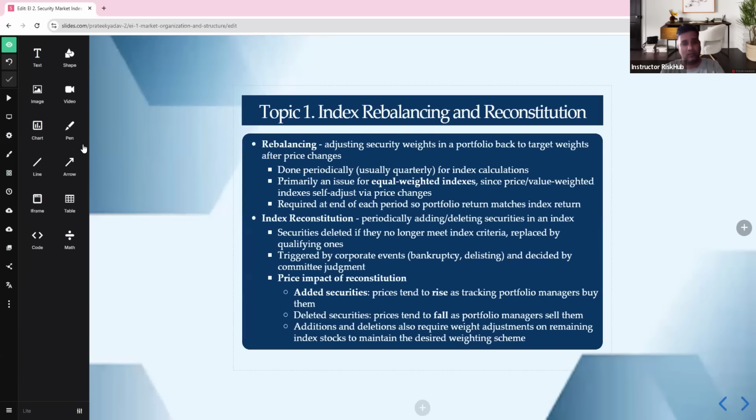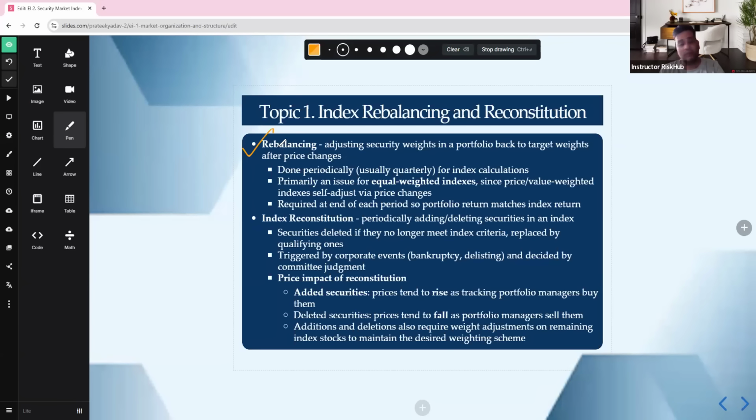Okay, so going ahead, we look at index rebalancing and reconstitution. Rebalancing is very, very important. Rebalancing means adjusting your weights back to your target weights after price moves. For example, suppose an equal weighted index started with 33.3% each. After price changes, the weights drift. Then the index is rebalanced back to equal weights, right?